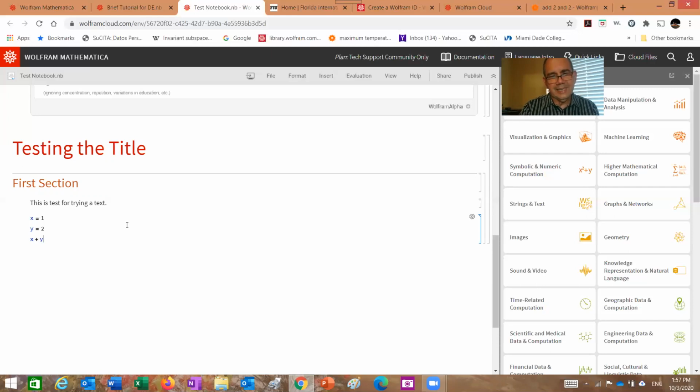And then if you press enter, then the system is going to do all the operations represented here. It means it's going to make x equals 1, y equals 2, and then it's going to find the x plus y. Let's press shift enter, and you get that the x is 1, the y is 2, and the x plus y is 3. And then this is the way in which we start a notebook.